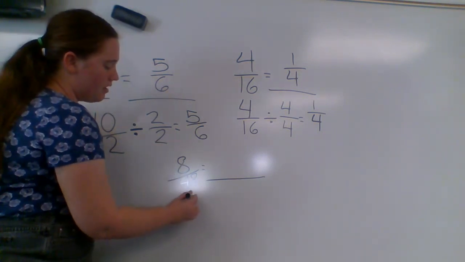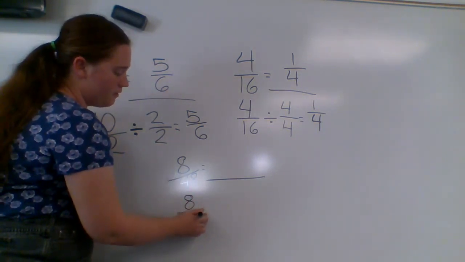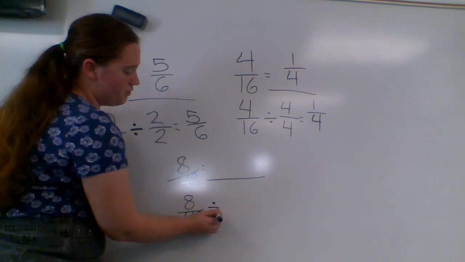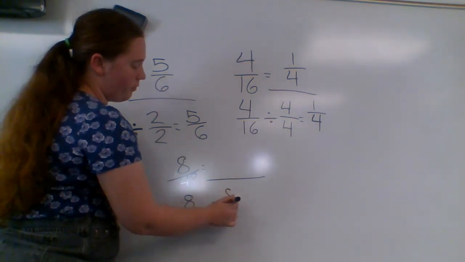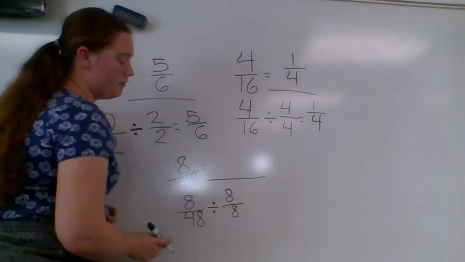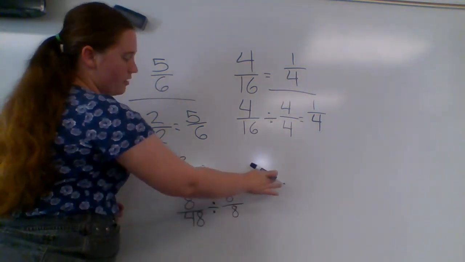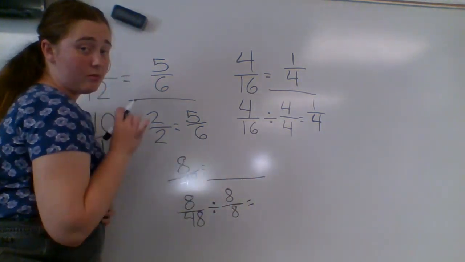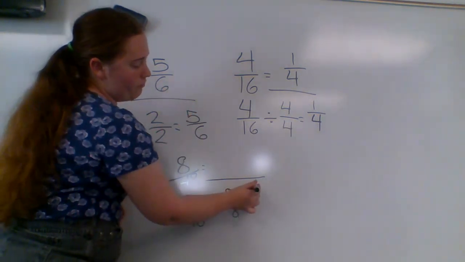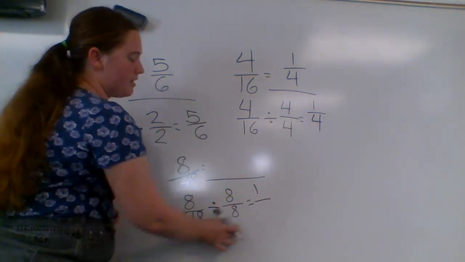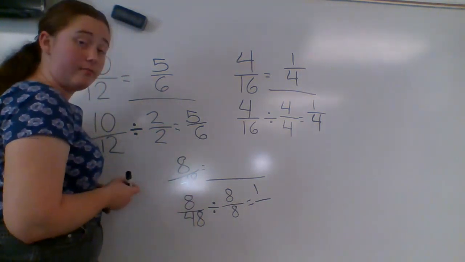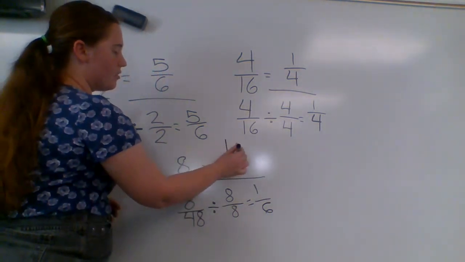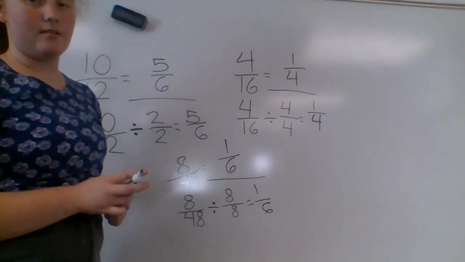So we'll do 8 over 48. I think you guys can see that one better. Divided by, we said 8 over 8. Divide across the top, divide across the bottom, and it equals, well, 8 divided by 8, we just said any number divided by itself is 1. So it's 1 on the top. 48 divided by 8, right? It's 6, just like we said earlier. 48 divided by 8 is 6, and my answer is 1/6.